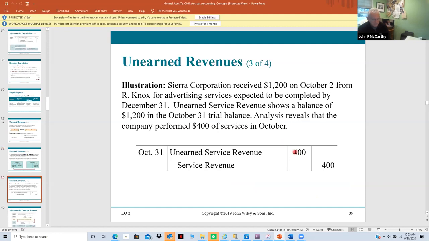So here's an example. We received $1,200 from a client for advertising services that we're going to complete by December 31. Initially we would have debited cash $1,200 because we received cash, and credited unearned service revenue $1,200. Then at the end of October, we ask how much of that $1,200 of advertising we provided. Here we say we provided $400. So now our liability has gone down by $400. We debit $400 and recognize revenue for $400.